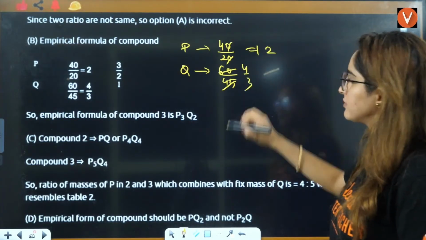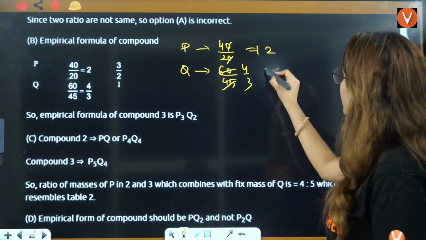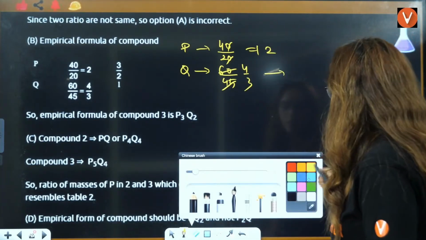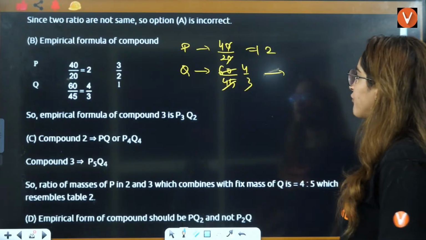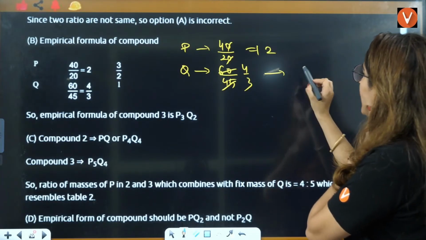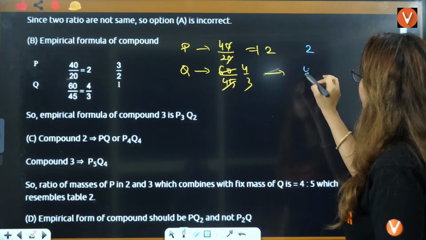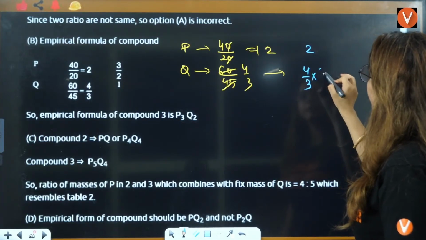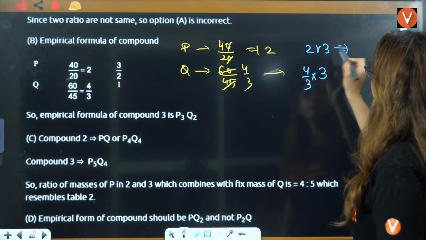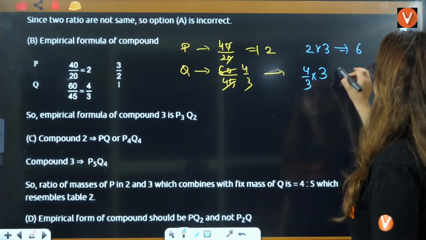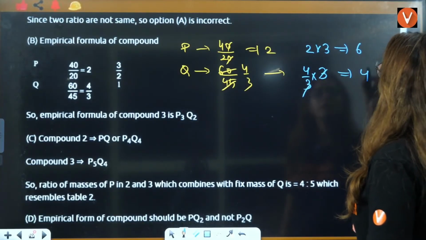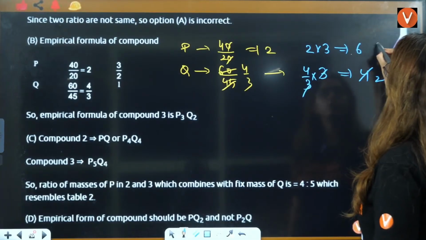4 by 3. Okay, 15, 3 and 4. It will go in there. So it is going to be 15, 3, 15, 4. Now if you see, this is 2, this is 4, 3. If I multiply this by 3, this is going to be 6 and this is going to be 4. You take this ratio, this will be 2, this will be 3.